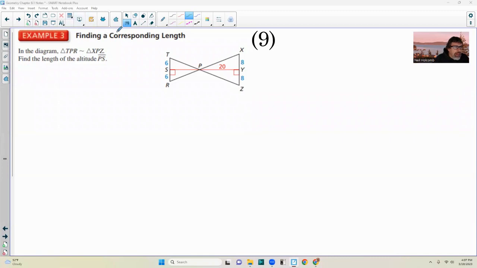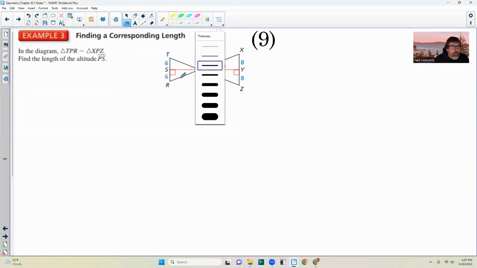Okay, example 3 says finding a corresponding length in the diagram, triangle TPR, this triangle right here with the red altitude drawn at 90 degrees, is similar to triangle XPZ. So these two are similar. Okay, find the length of the altitude PS. So what we're trying to find, let me switch to my highlighter and let's make it a little thinner. How about that? This is what we're trying to find right there, PS.